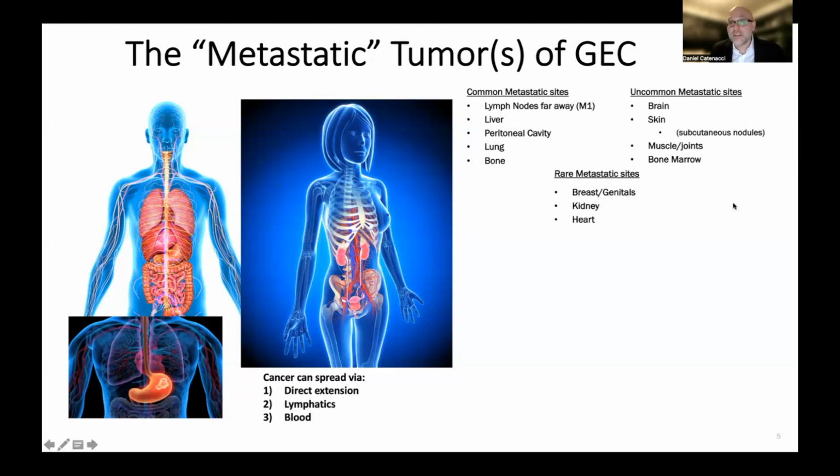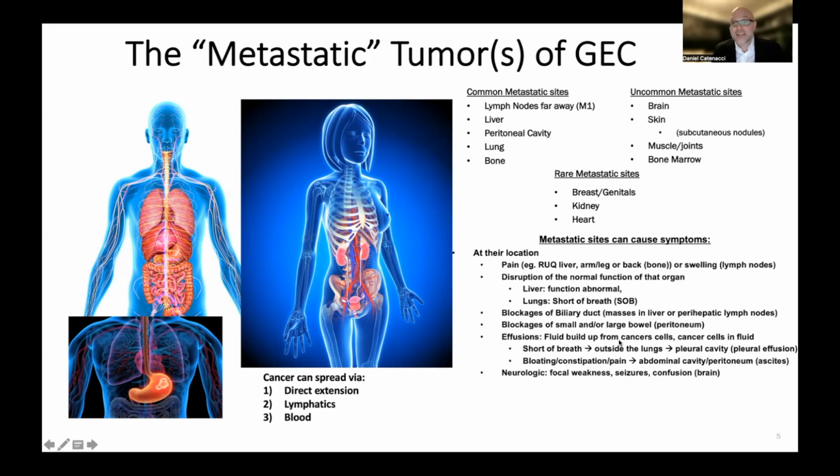Relatively rare sites for the cancer to spread to would be, in women, the breast. If you have a breast mass in addition to your primary tumor of the esophagus or stomach, more often than not, that's a separate primary tumor of the breast as opposed to spread to the breast. We never say never to any of these things. We do see that occasionally, but more commonly that would be a second primary tumor. And relatively rare also to the kidneys and to the heart.